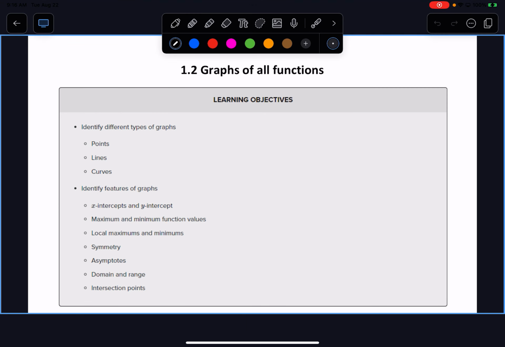Okay, 1.2, we're just focusing in on graphs of all types of functions. It's not going to be super intense. We're not going to be graphing. We're going to look at a graph, and then we're just going to identify key features. Don't write this stuff down. It's too much to write down. So it's all stuff we know.